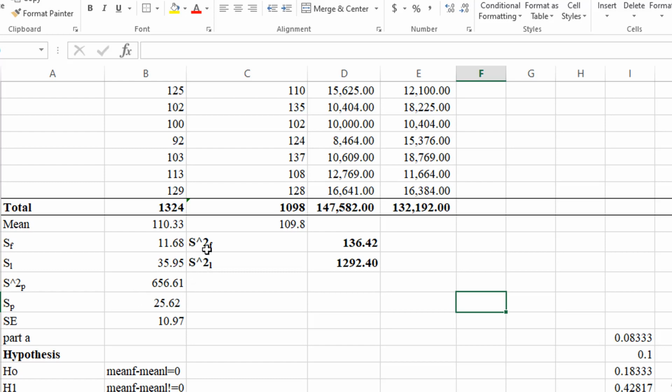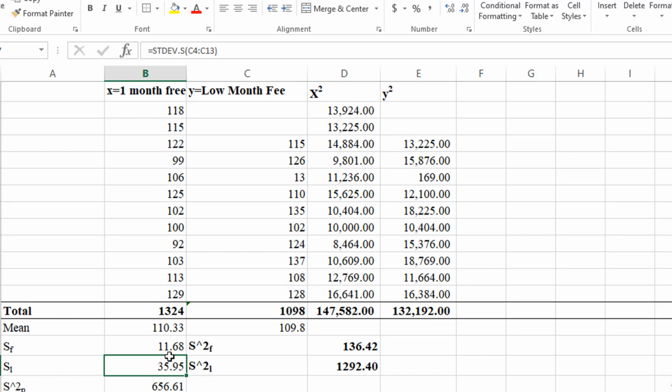Now we will come to the standard deviation and variance of these two series or distributions. Here SF squared means the 1 month free package, and SL squared means the low monthly rate package. I am going to use a direct formula from the Excel functions, and here also I will use an Excel function or method to solve for SL. Take the square root of this one, and we will get this one. Now the formula is a little bit different, but the results are the same. Why am I calculating this? To cross verify the answers of the Excel function and the formula method.